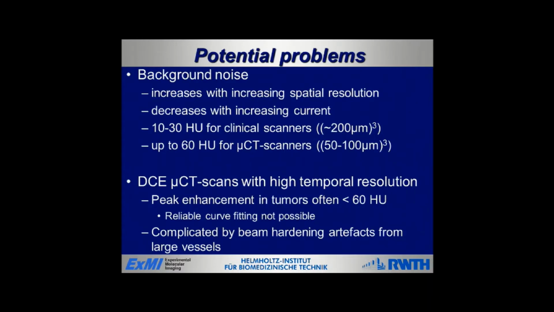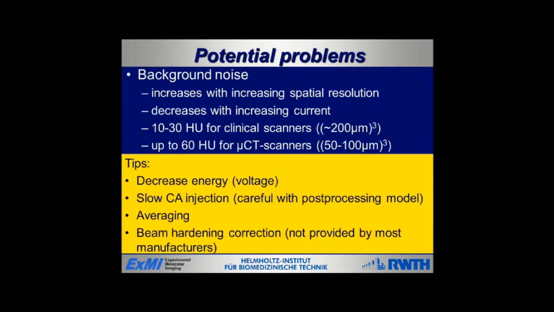And for example, if you now want to do molecular imaging, or if you want to apply dynamic contrast enhanced micro-CT scans, you have to consider that, for example, peak enhancement after a contrast agent injection in tumors of a mouse often is not higher than 60 Hounsfield units. That means that you're completely moving within the noise level, which makes accurate assessment or accurate fitting of the curve very complicated. This fact is even more complicated by the just mentioned beam hardening artifacts, which can occur additionally.